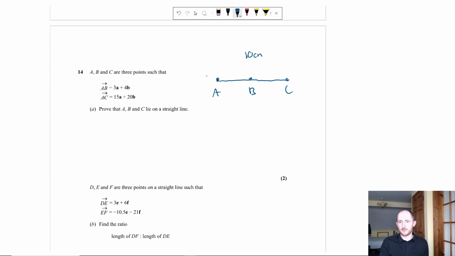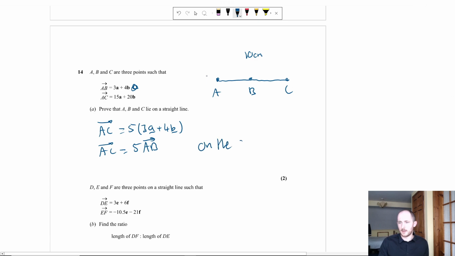So if you notice, I can write AC, if I factorize out a 5, I get 3a plus 4b, which is the exact same as this vector here. So in other words, it's just 5AB, which means they must be the same. So they're on the same line. Okay, and because it's positive, it also means they're in the same direction, but for the marks, you only need to write that they're on the same line, okay?